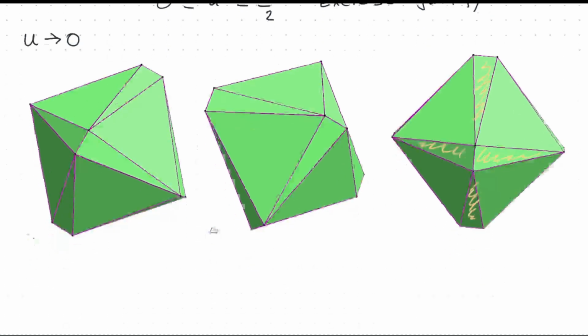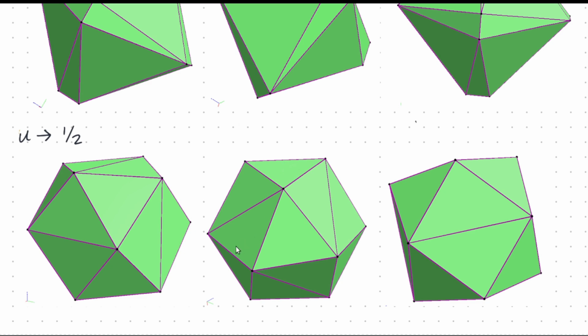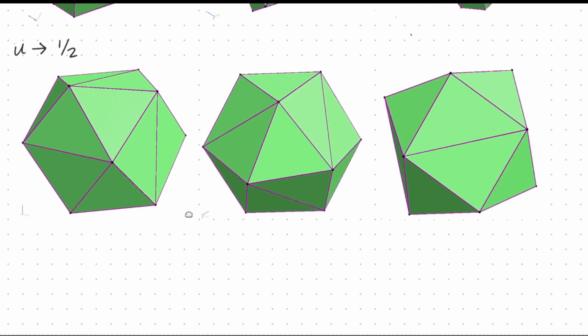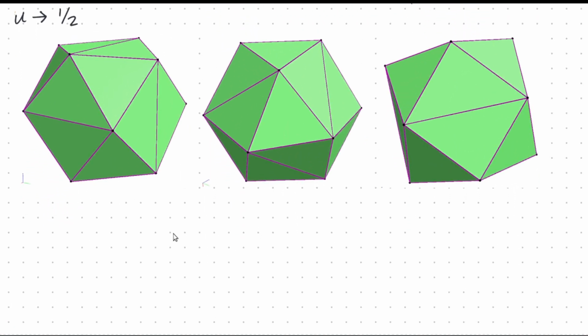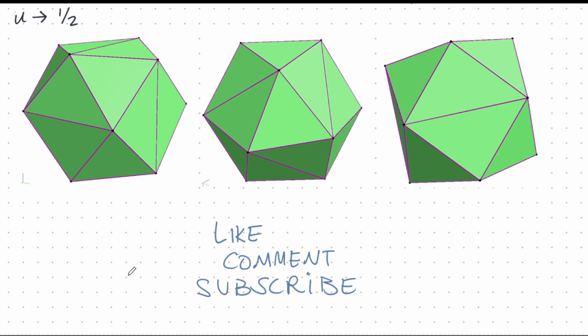Okay, let's try u closer to 1/2 now. I get the following. There you go. Very interesting objects and quite different from what we've seen above, from anything I've ever seen before, actually. Very, very interesting. Well, that's it for our icosahedron studies. There's more that maybe I'll do in the future. There are some very interesting properties of platonic solids.